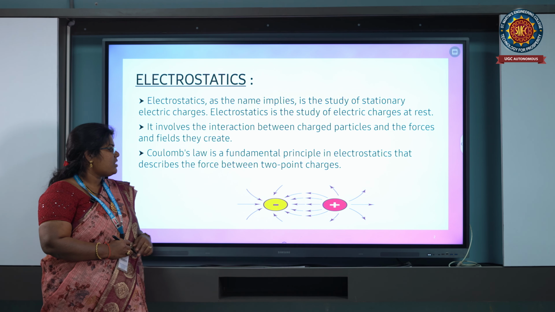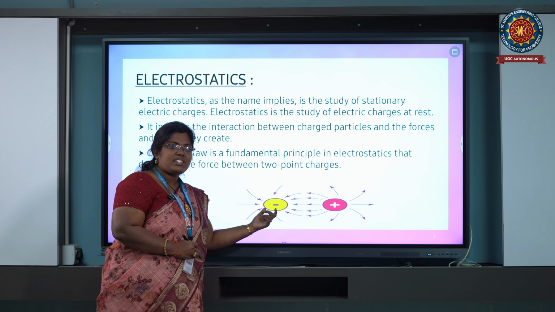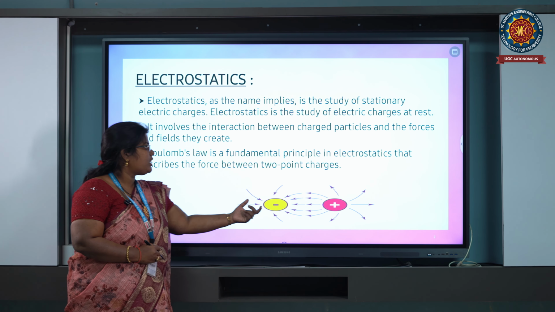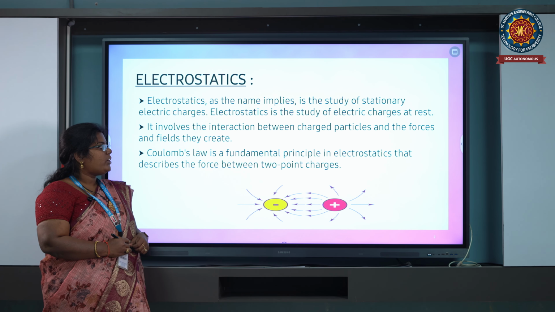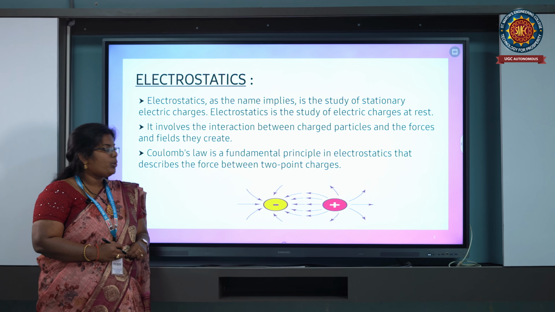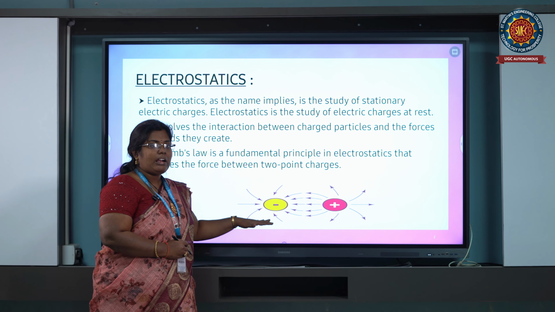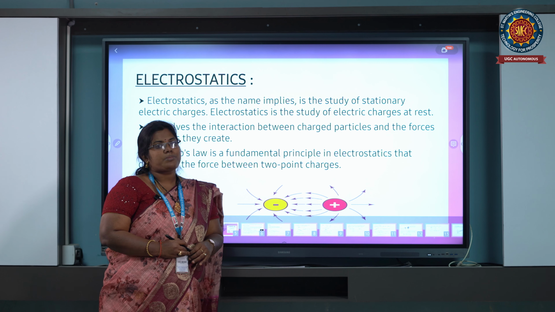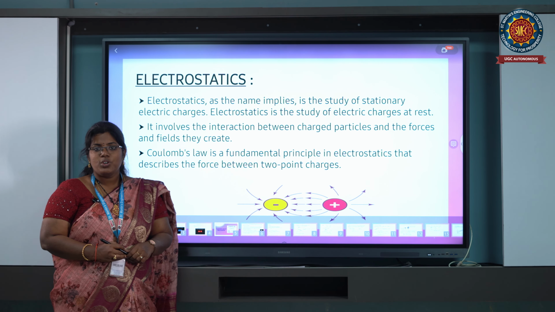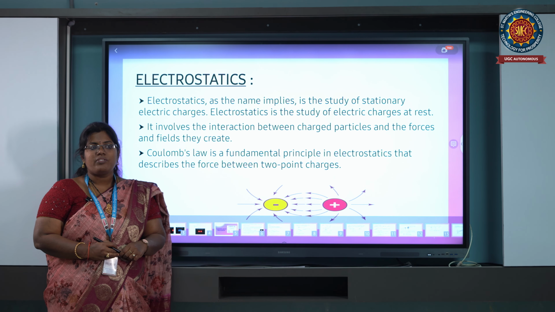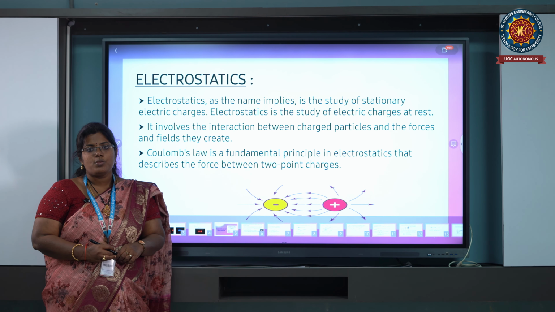You can observe here it is a positive charge and here it is a negative charge. These 2 point charges are either positive or negative. According to the charge particles, a force of attraction between 2 point charges can occur. In electrostatics, we have two different applications: one is Coulomb's law and the second one is Gauss law. In this session, we will learn purely about Coulomb's law.